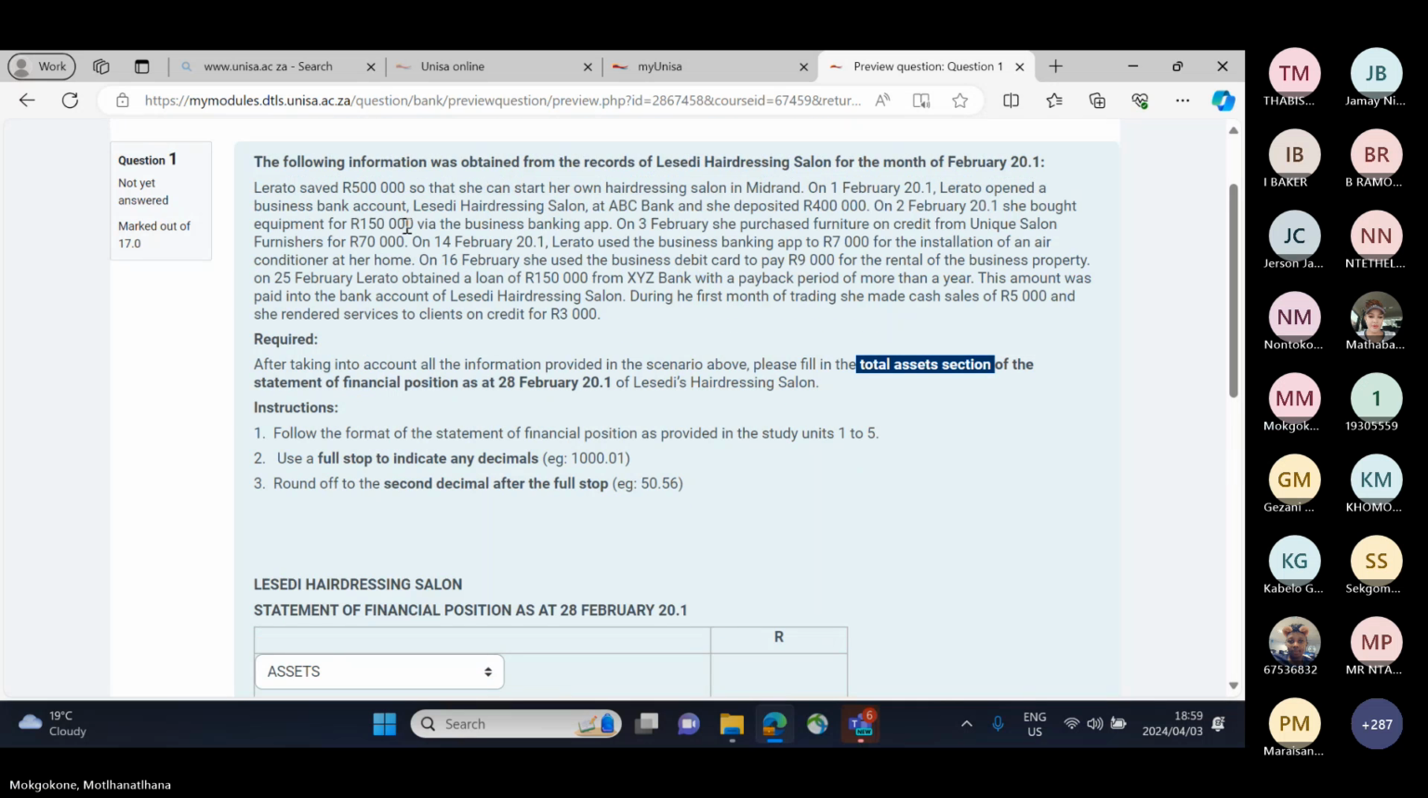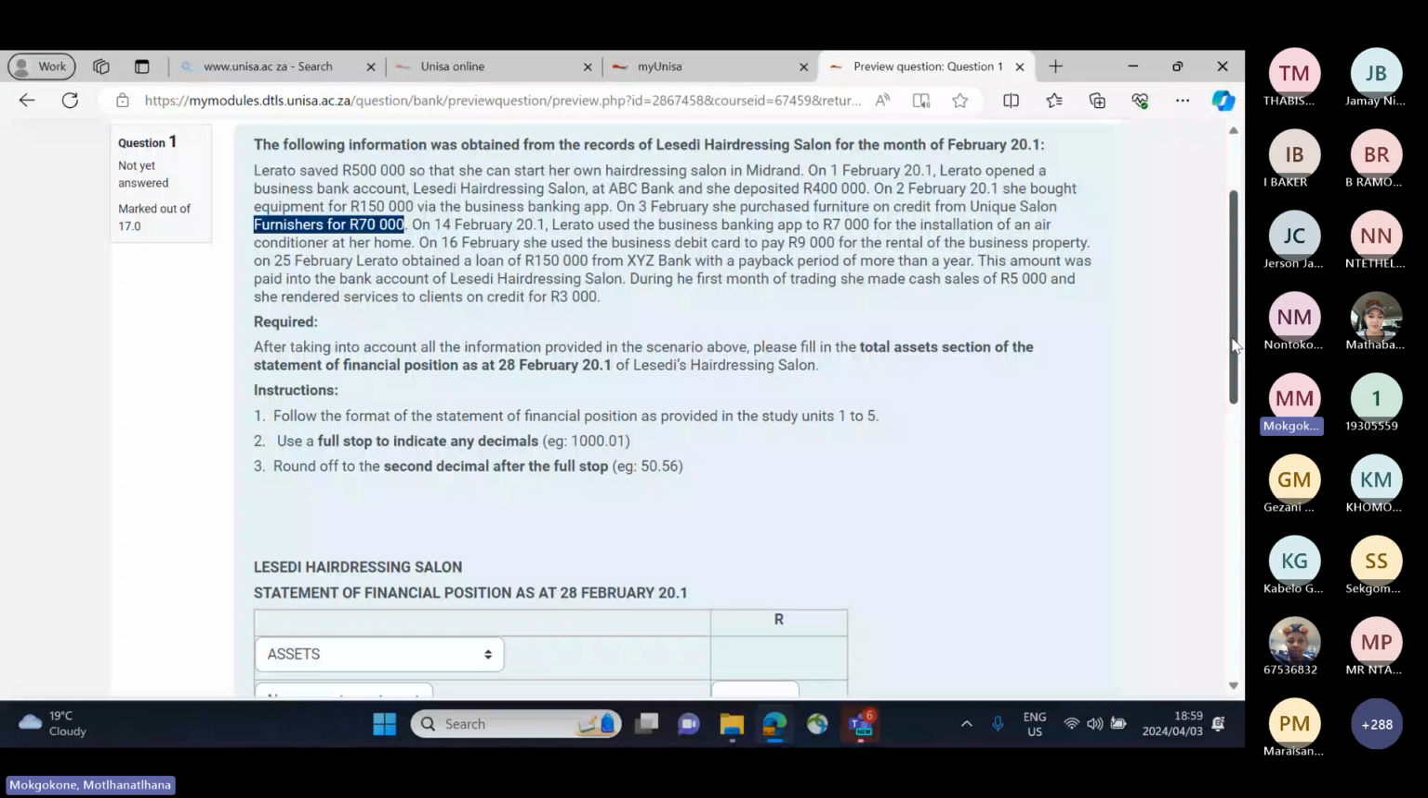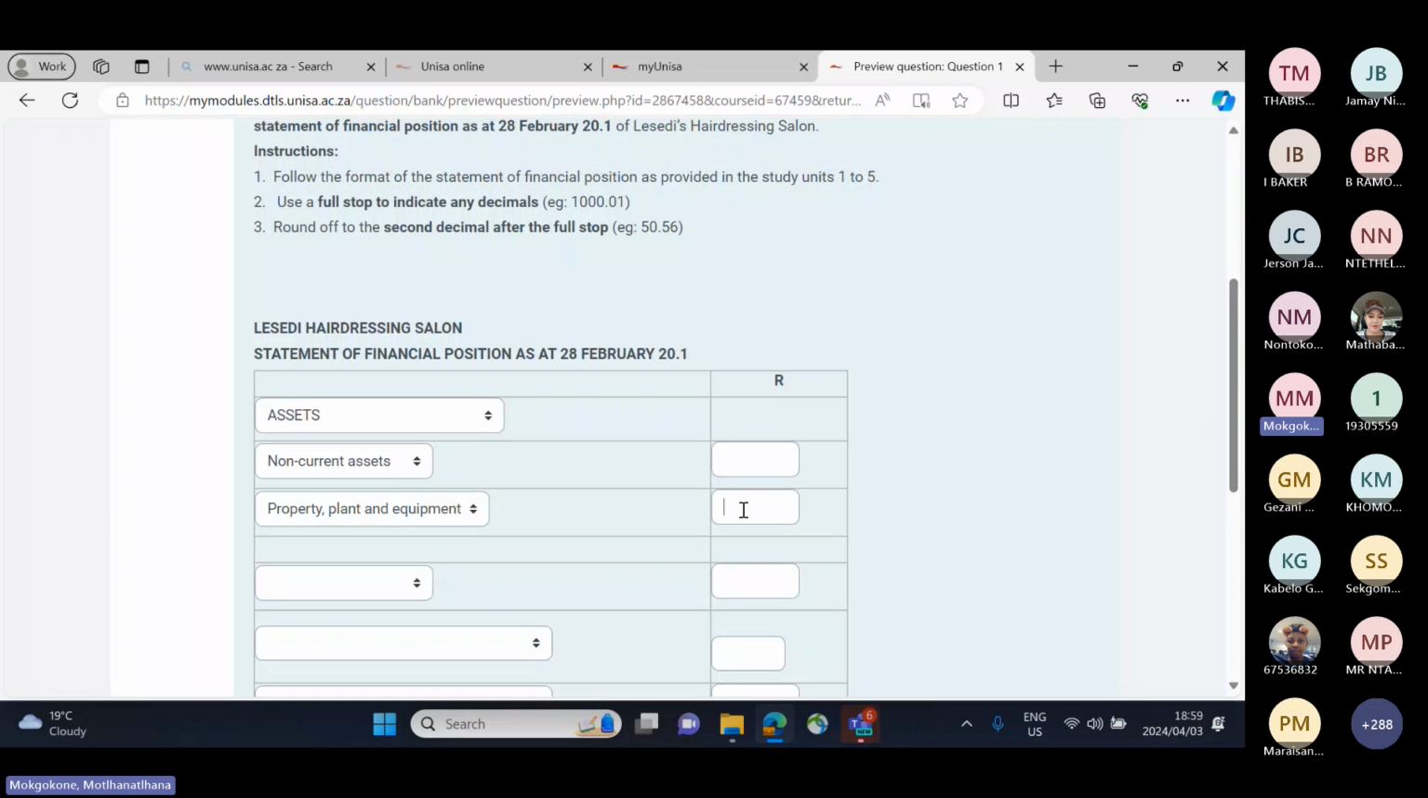Then here you must add equipment of 150,000, because this will form part of our PPE. Then also our furniture of 70,000 will form part of our PPE. Then you add them together. They will give you 220,000. Here you put the correct amount. Then you come here, because these are our non-current assets, you put 220,000.